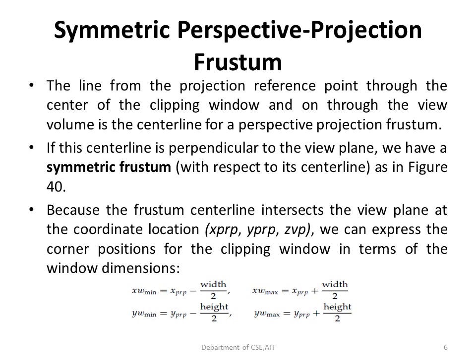The center line is going to intersect the view plane at one point, and that point is called XPRP, YPRP and ZVP. So we can express the corner positions of the clipping window, XWmin, YWmin, XWmax and YWmax, by using the window's width and height. X corresponds to the width and Y corresponds to the height.